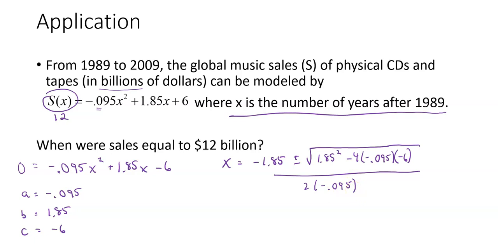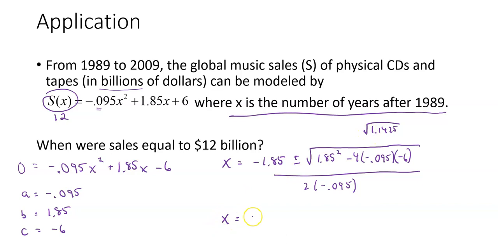All right, let's work our way through what's under that radical. Let's take 1.85 and square it. Follow along and see if you get the same answer I do, even if you have to pause this for just a second. And then we're going to subtract negative 4 times negative 0.095 times negative 6. To save a little bit of space, I'm going to work through this on the side and then come back. So underneath this radical, I got 1.1425, and now I need to take the square root of that.